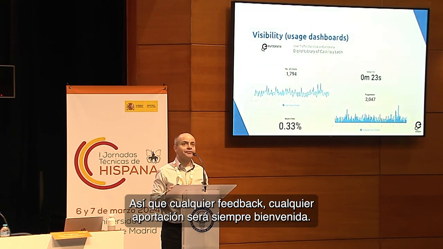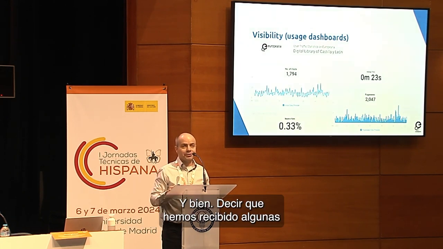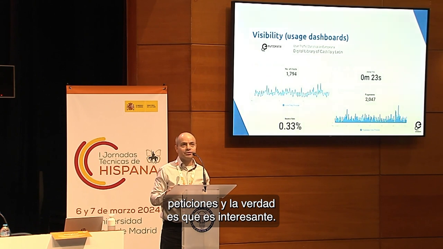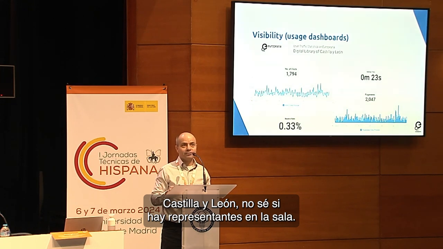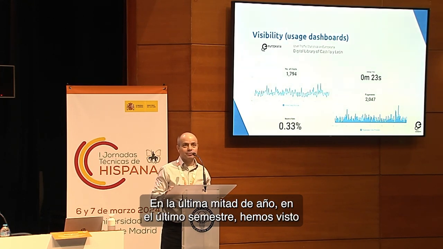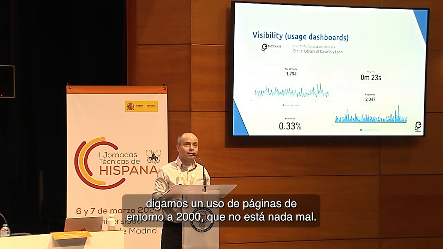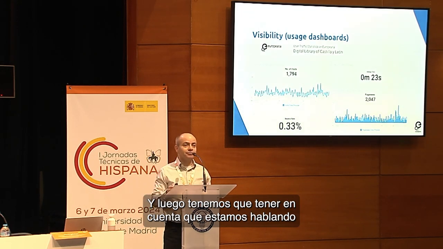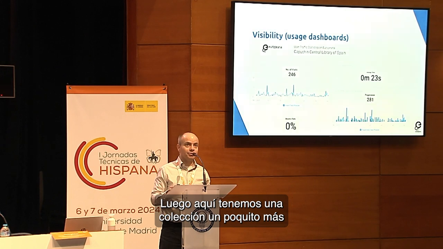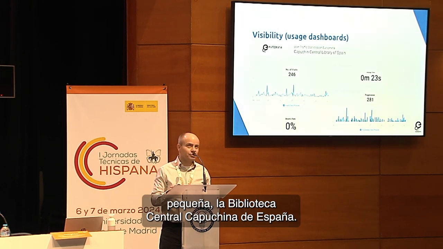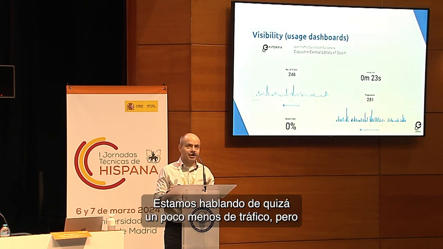What I wanted to say here is I looked at a few that were requested, and I see a few interesting things. This is from the Digital Library of Castilla y León. No idea if anyone is in the room, but for the last half year, we see about 2,000 page views, which I don't think is too bad. Worth keeping in mind, this is a collection of about 60,000 items in Europeana. Another interesting one is a much smaller collection, the Capuchin Central Library of Spain. It's only 2,500 items and still almost 300 page views over the last 6 months.